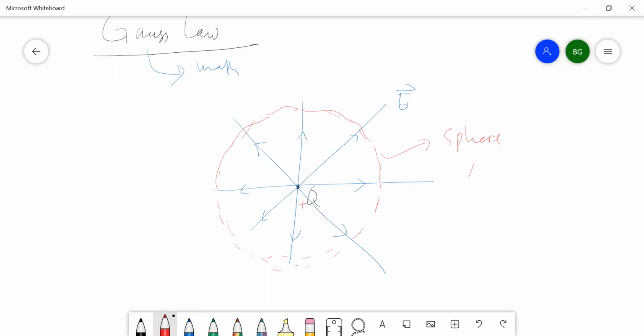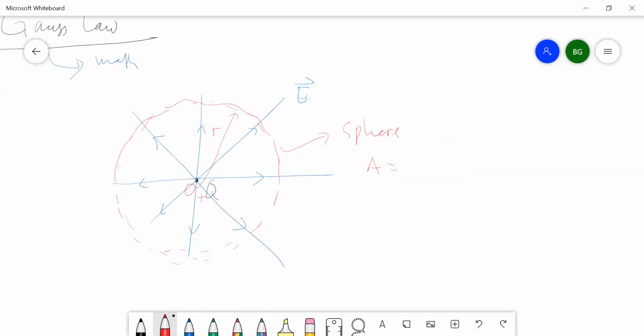What is the area of the sphere? For example, the radius is r, from the origin. The area of a sphere is 4 pi r squared, right? So this is a closed surface, for example.